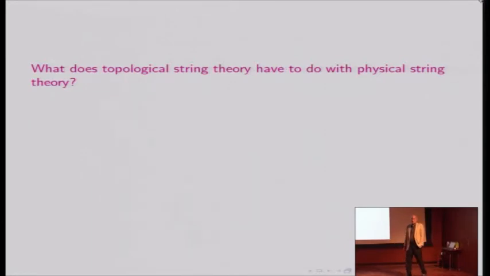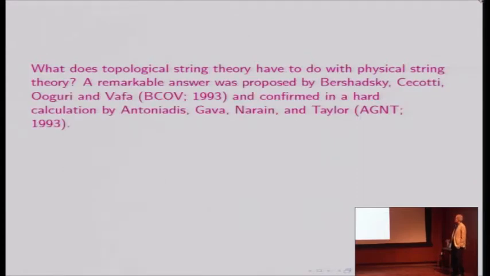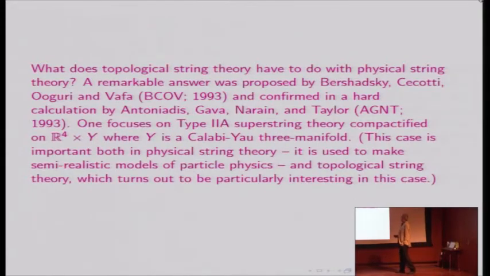Now, what does topological string theory have to do with physical string theory? Today's lecture will really be about physical string theory. That's why I'm not going to take the time to explain some of the details about how the number of maps is defined. There's actually a remarkable answer to this that was proposed by Bershadsky, Cecotti, Ooguri, and Vafa. Ooguri mentioned the reference this morning, and it was confirmed in a very hard calculation by Antoniadis et al. So here we consider type 2A superstring theory compactified down to 4 dimensions on a Calabi-Yau manifold Y.